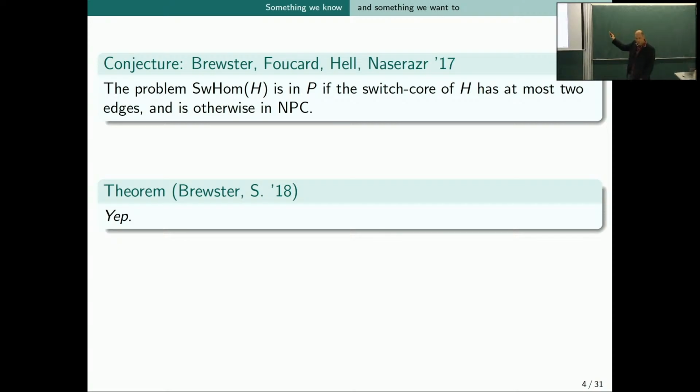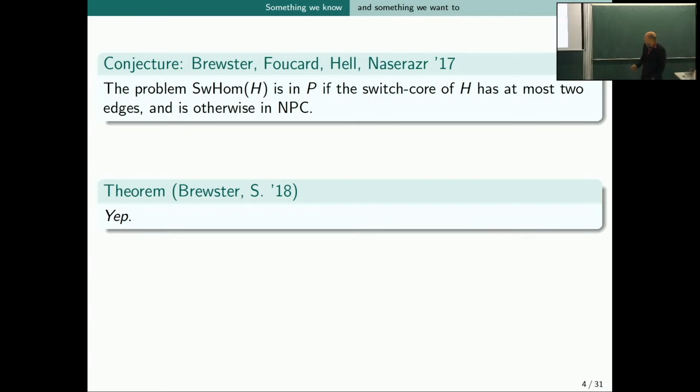So they conjectured a dichotomy. They did a lot of work towards this. So for all the things they conjectured were in P, they showed it was in P. And for most of the things they conjectured was NP complete, they showed it was NP complete. They left a couple cases, and showing things is hard is my bread and butter. So with Brewster, we finished that off pretty quick.